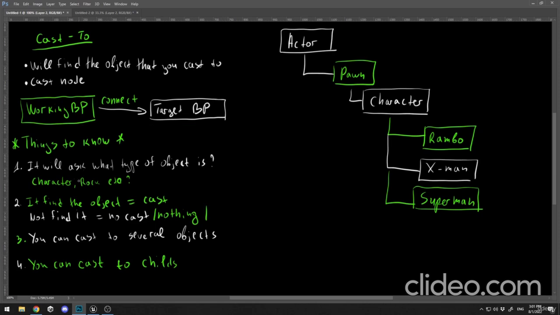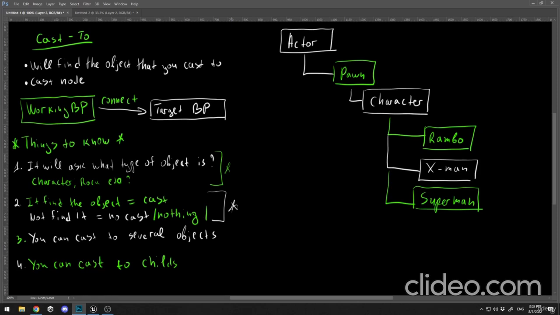The next 4 things that you need to know are pretty essential. So the first thing is it will ask what type of object it is. Do you cast to character? Do you cast to rock, etc.? So this will define which type of object you're going to cast to. The second thing is when it finds the object, it will cast, but if it does not find the object, nothing will happen. So keep this in mind, that if you send a cast and for some reason you get your object wrong, nothing will happen and it will not cast to that object.